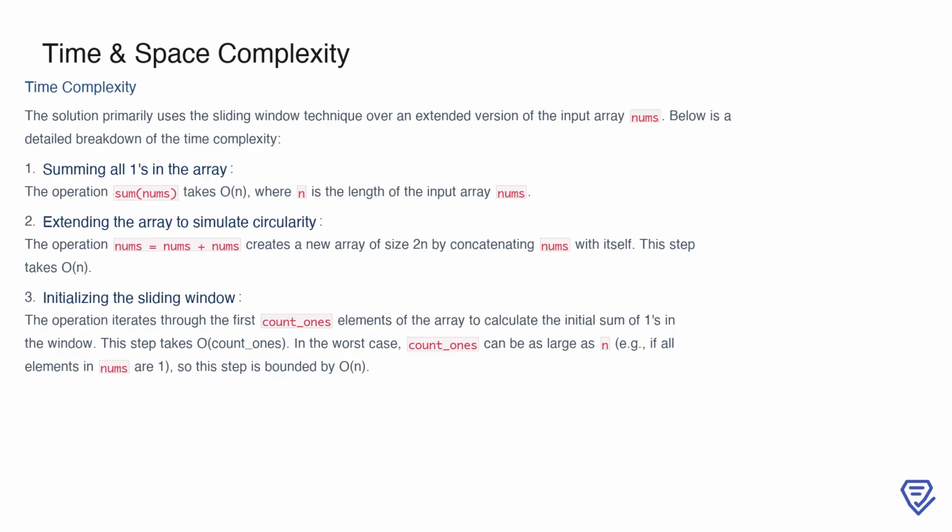This is because the sum(nums) operation simply iterates through the array once. Next, the array is extended to simulate circularity by concatenating it with itself, resulting in an operation that also takes O(n), as it creates a new array of size 2n. Finally, the initialization of the sliding window involves calculating the sum of 1's in the first count_1's elements. Since count_1's can be at most n, this step is also bounded by O(n). These steps set the foundation for the sliding window process.